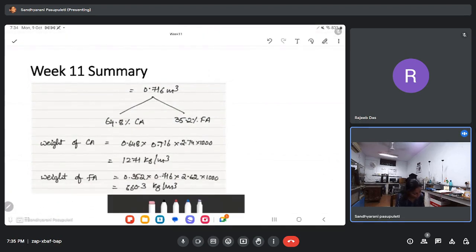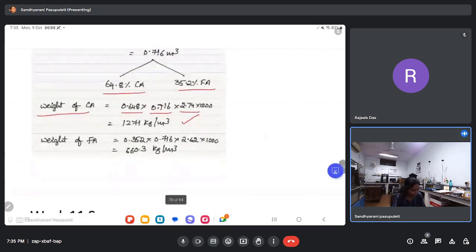In this aggregate proportion, as we have already determined the percentage, 64.8 would be coarse aggregate and 35.2 would be fine aggregate. So how do we calculate the weight? This 64.8 means 64.8 by 100 out of this solid volume, times the specific gravity, you will get the weight.